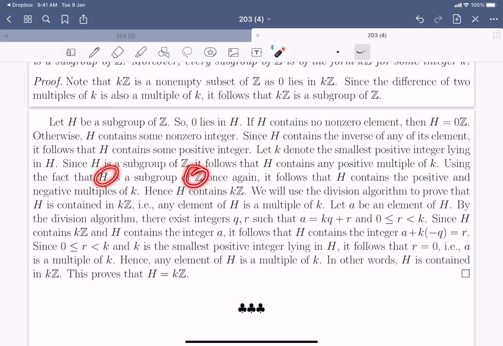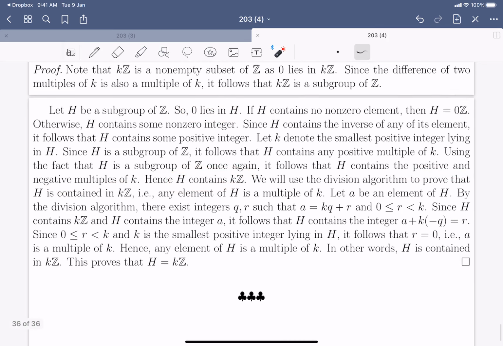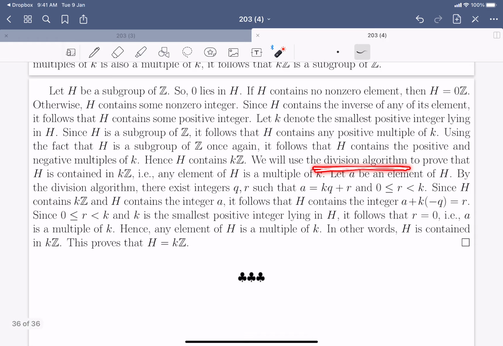Since H is a subgroup of Z, you use the fact once again to show that H contains the inverse of the positive multiples of K. The inverses of the positive multiples of K are the negative multiples of K. So H contains the positive and negative multiples of K. H also contains K times 0. In other words, H contains KZ. Now we are going to apply the result that we have learned a while ago to show that H is equal to KZ.